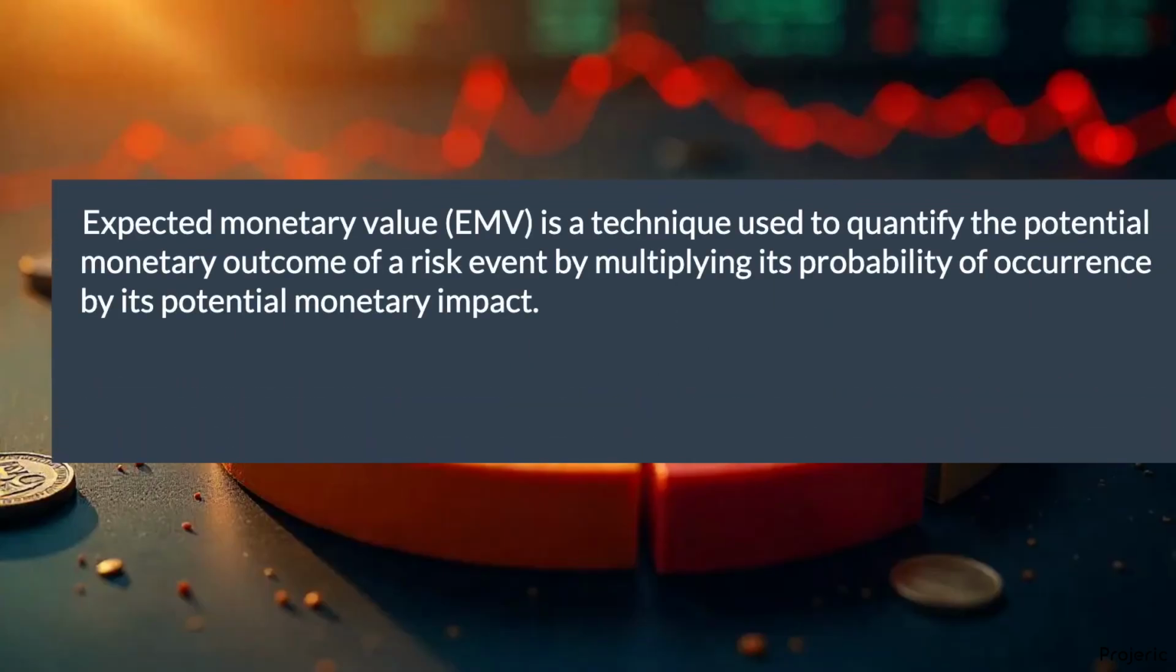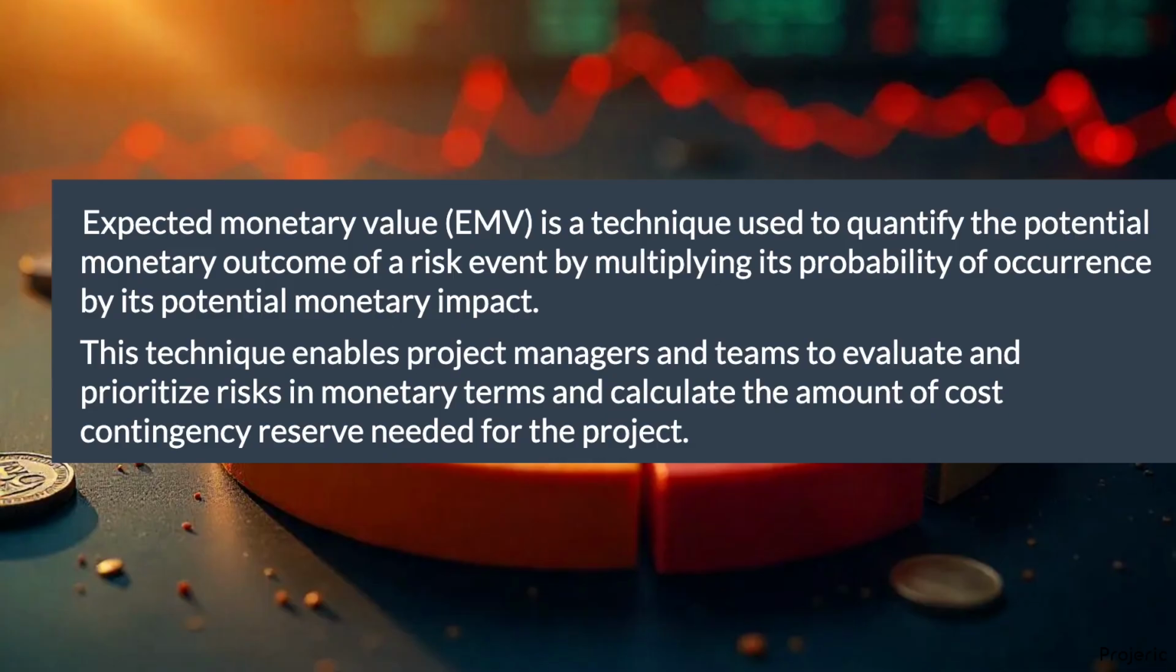Expected monetary value, EMV, is a technique used to quantify the potential monetary outcome of a risk event by multiplying its probability of occurrence by its potential monetary impact. This technique enables project managers and teams to evaluate and prioritize risks in monetary terms and calculate the amount of cost contingency reserve needed for the project.